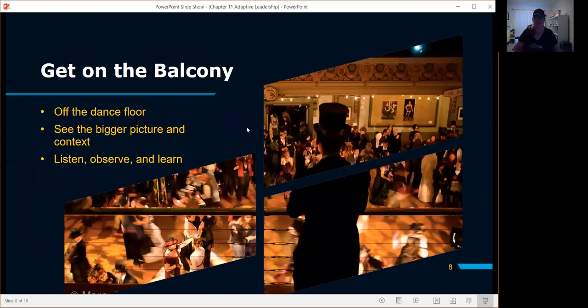Their number one perspective is this notion of get on the balcony, get off the dance floor. When we're on the dance floor, in the thick of being at our schools and the work that there is, we often can't see everything. We can't see the bigger picture. So they have this notion of getting on the balcony so that you can start to see the bigger picture of what's happening on your school site, who's dancing, who's not dancing, what's happening. They have lots of strategies in their books on how to get you off the dance floor and onto the balcony so that you can see.